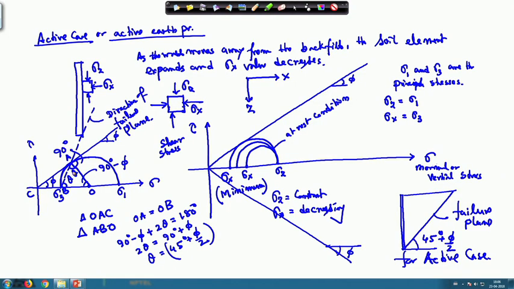Okay. In the next class I will discuss what would be the active stress acting on an earth retaining structure, and what would be the failure angle if there is a passive case. I will also discuss how we will calculate the passive earth pressure with the help of this Mohr circle.